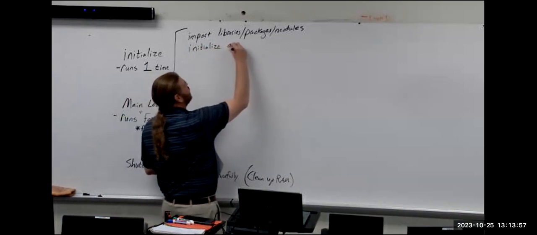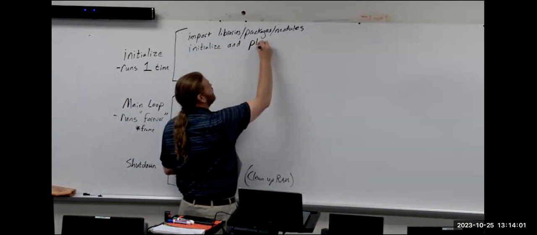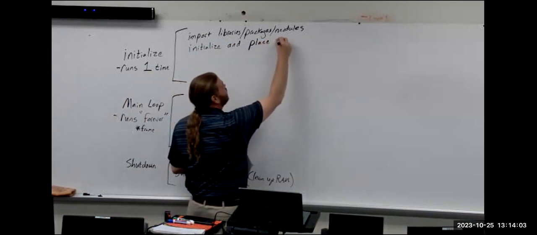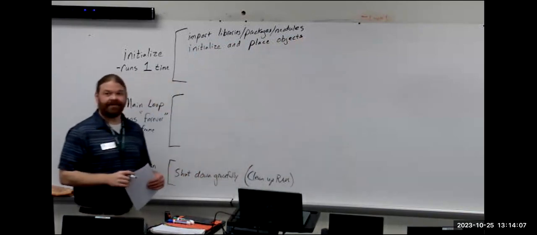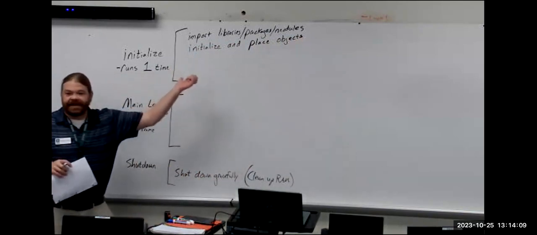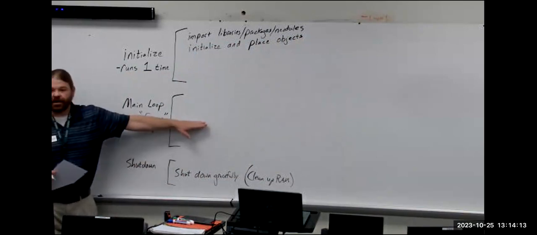Initialize and place objects as far as location. So go ahead and declare that we have a variable that represents our player object, and then set it to a position, because we don't want to do that in the main loop.